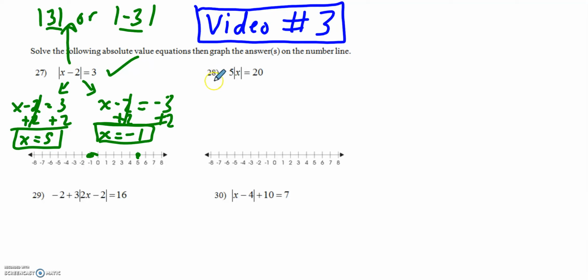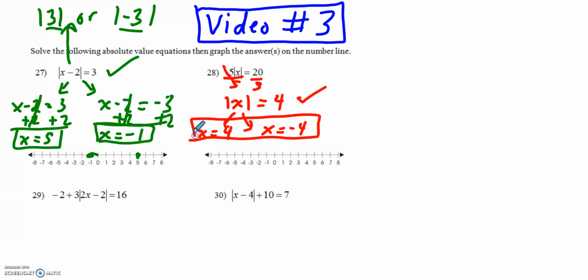Number 28, you want to ask yourself if the bars are alone yet. Well, not this time, because we have this darn 5 in front. The 5 is multiplying the bars, so we'd need to divide by 5 first. So we'd have the absolute value of x equals a positive 4. The bars are alone, so this says distance is positive. Check, which means that I can make two possible equations. In order to get a distance of 4, either x has to equal a positive 4 originally, or x to equal a negative 4 in the bars to get a positive result. So my two answers are either 4 or negative 4, so that's what I would graph again.